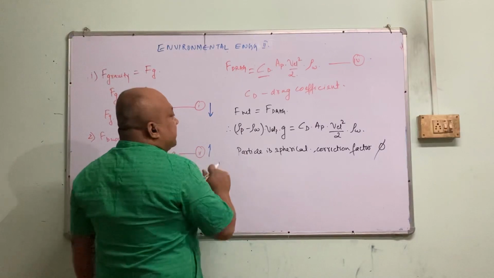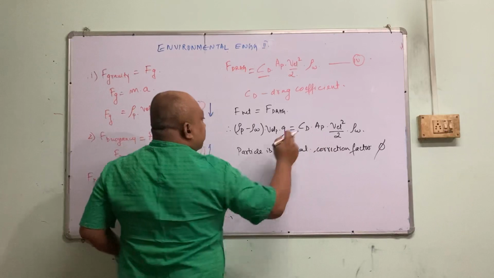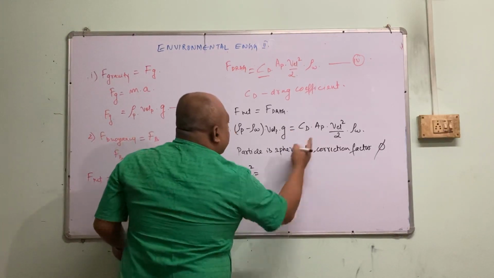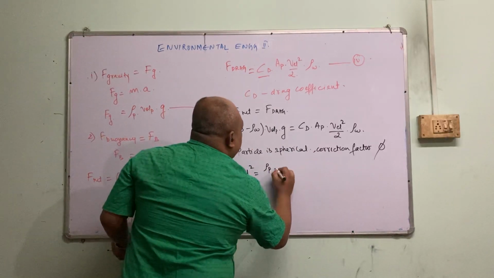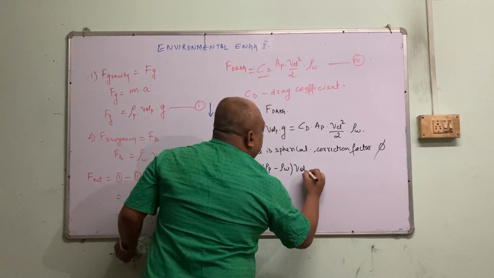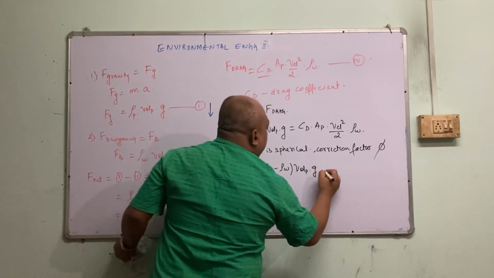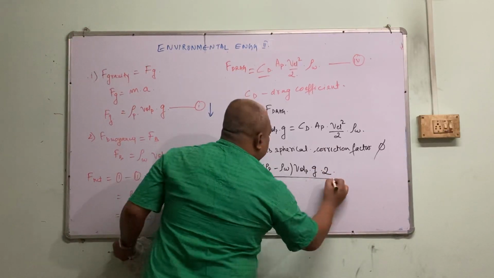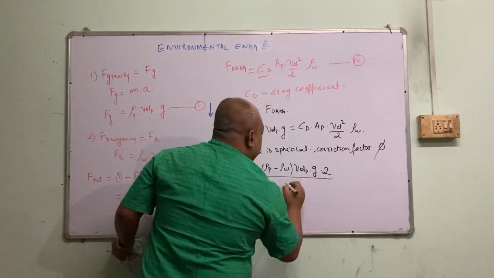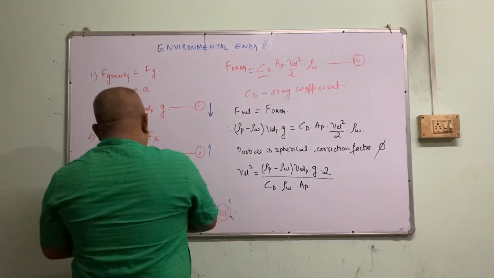Therefore, from this equation you can see we want to find out the velocity. Velocity squared is equal to (rho P minus rho W) into the volume of the particle into gravity into 2, which I'm bringing here, divided by CD into the density of the water into the area of the particle.